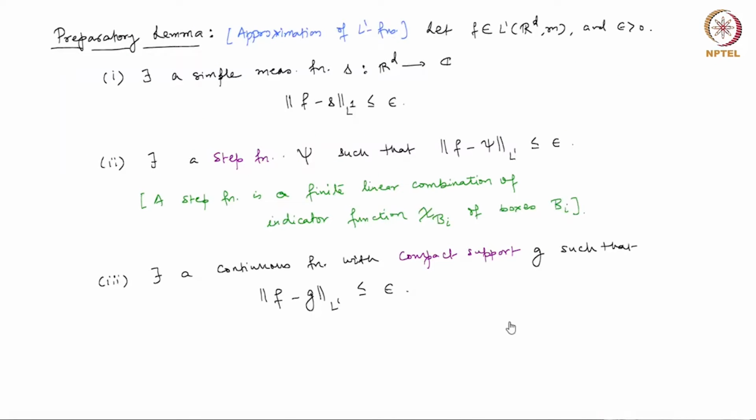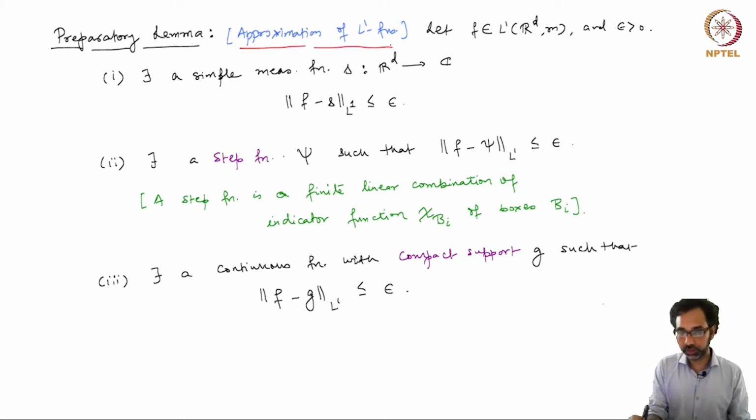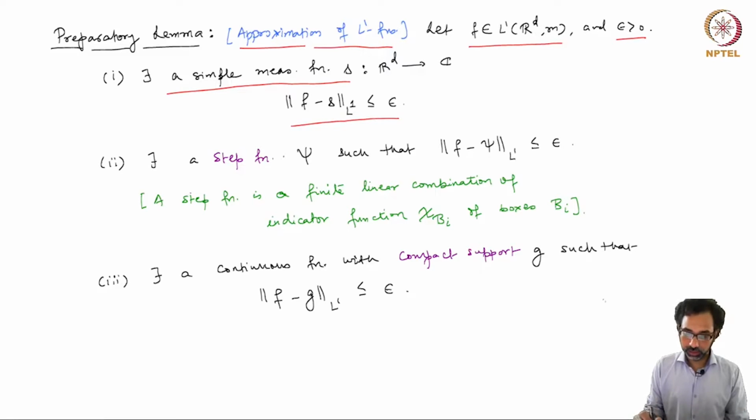To prove Lusin's theorem, we need a preparatory lemma about approximation of L1 functions. So this is our lemma, and it's interesting in its own right, but here we will use it to prove Lusin's theorem. So it has three parts. First we take an L1 function f and fix an epsilon greater than 0. Then the first part says that there exists a simple measurable function s such that the L1 norm of f minus s is less than or equal to epsilon. Then the second part is that there exists a step function c such that the L1 norm of f minus c is less than or equal to epsilon.